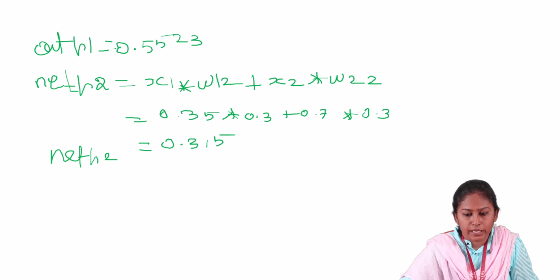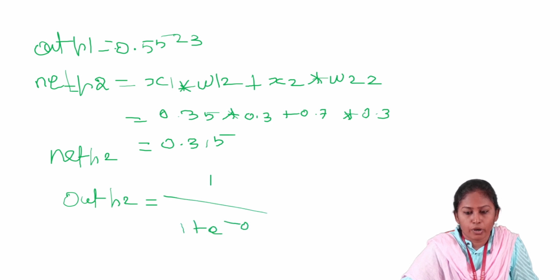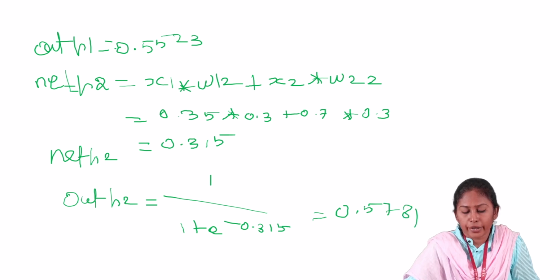But again, we have to apply the activation function, right? So that is out H2, which is nothing but 1 divided by 1 plus e to the power minus 0.315. So if I am calculating this value, it is nothing but 0.5781. Okay, so at the end of this, we have calculated the output of H1 and H2. This is what we have calculated so far in the forward pass.